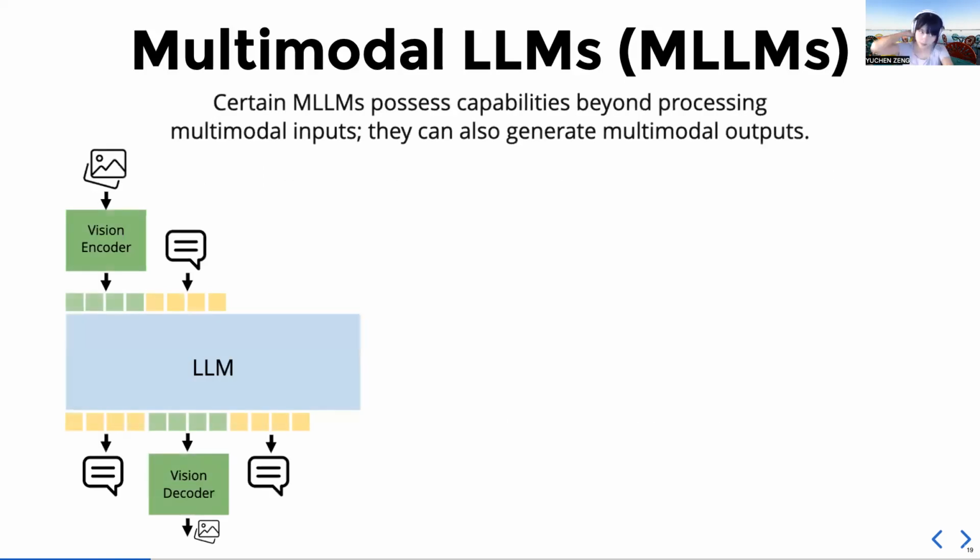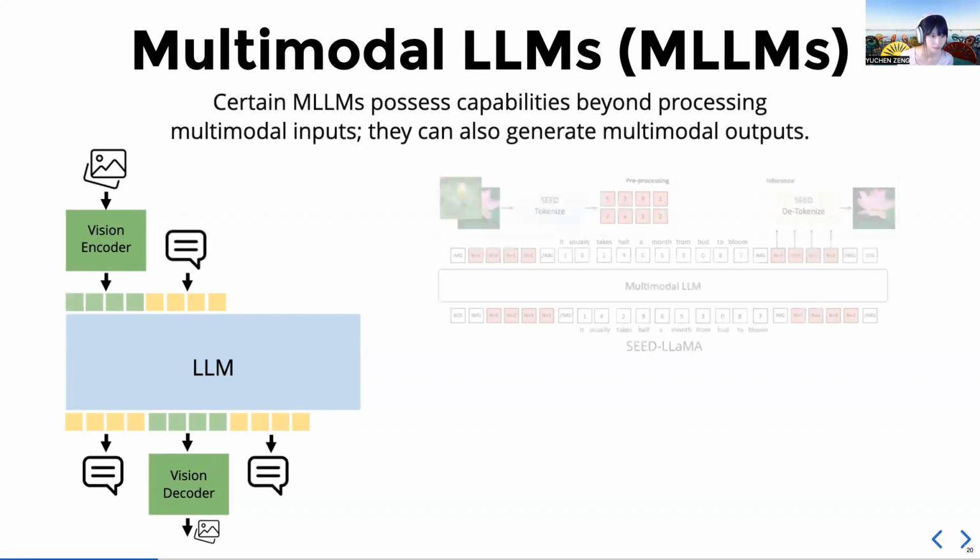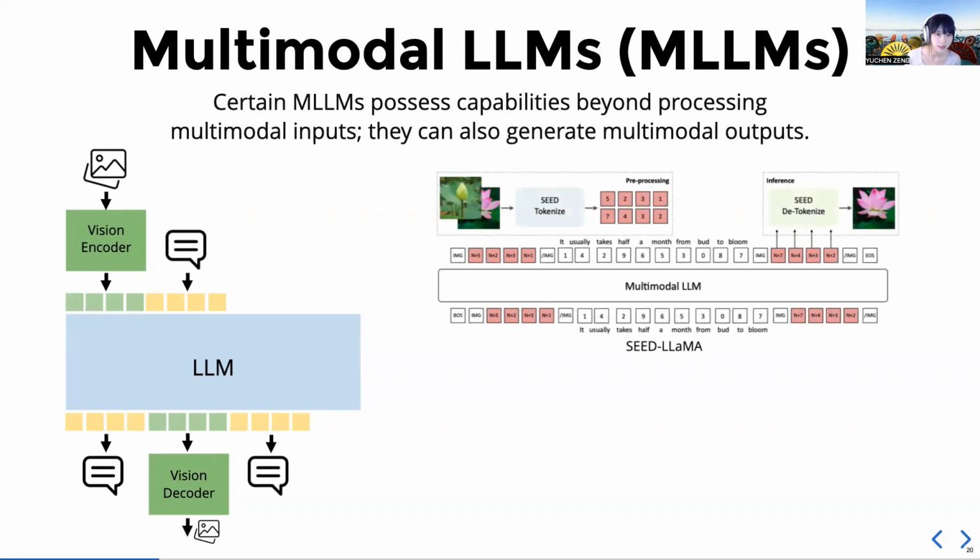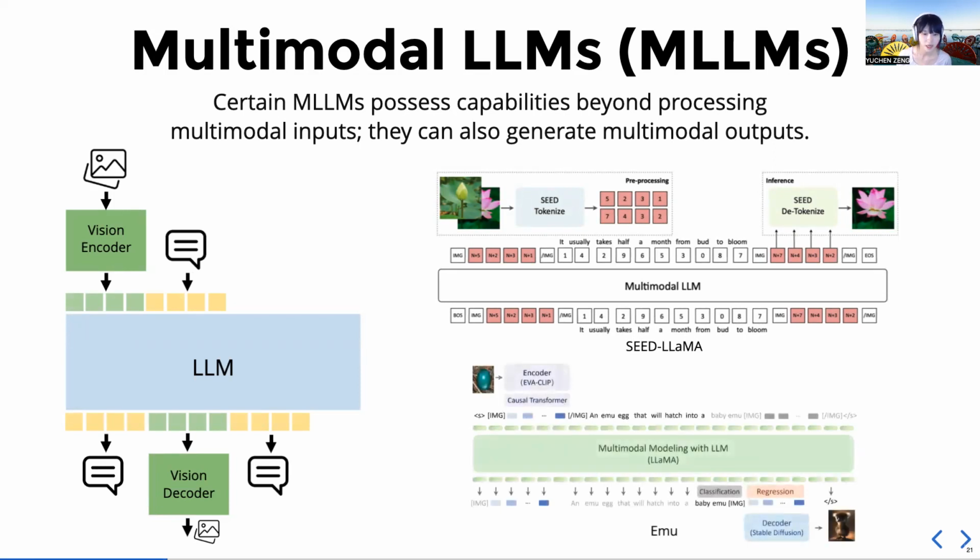A recent advance in MLMs gives certain MLMs capabilities beyond just processing multimodal inputs. They can also generate multimodal outputs. This is done by adding a visual decoder to decode the generated image visual tokens. This structure is used in MLMs that are able to generate images, such as Seed-LLaMA and Emu.